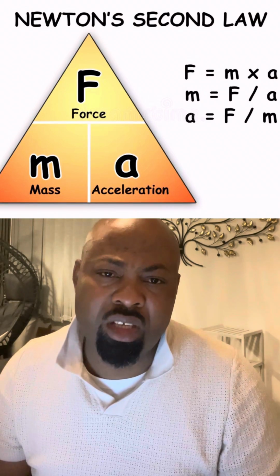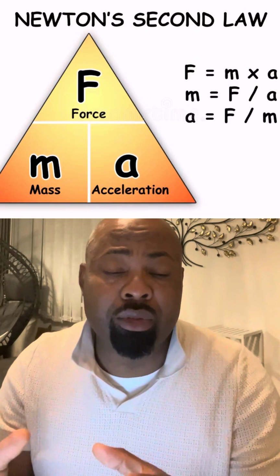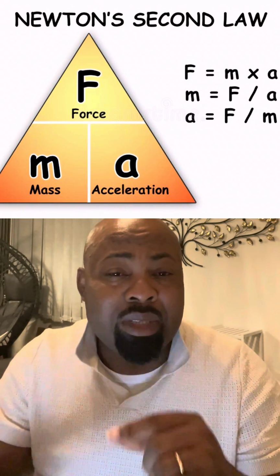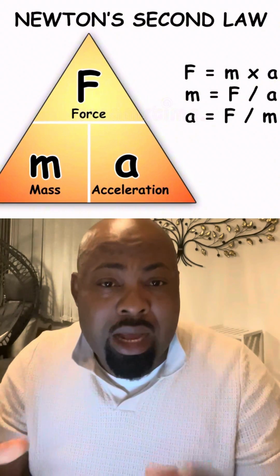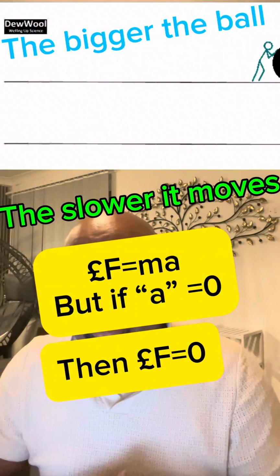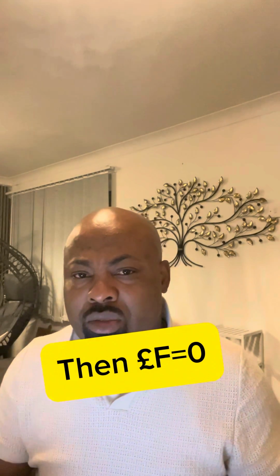Newton's second law of motion says the acceleration of a body is directly proportional to the net force acting on that body, in the direction of the force, and inversely proportional to the mass of the body. So as mass goes up, acceleration comes down. Now, if acceleration is equal to 0, the force is also equal to 0. Definitely that body is in equilibrium.